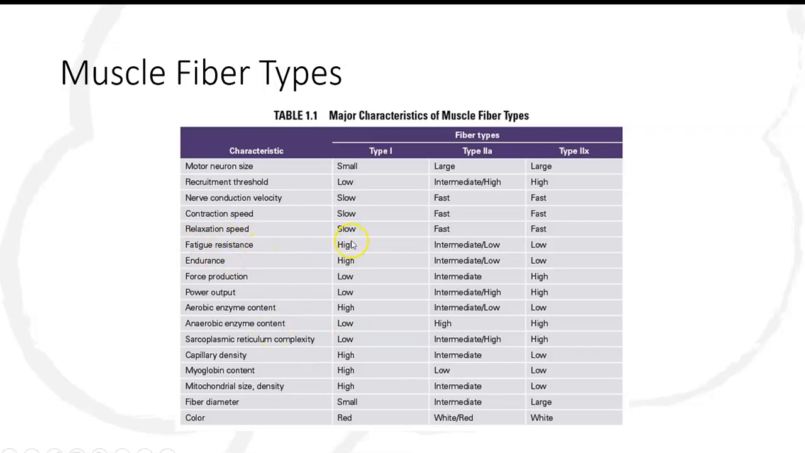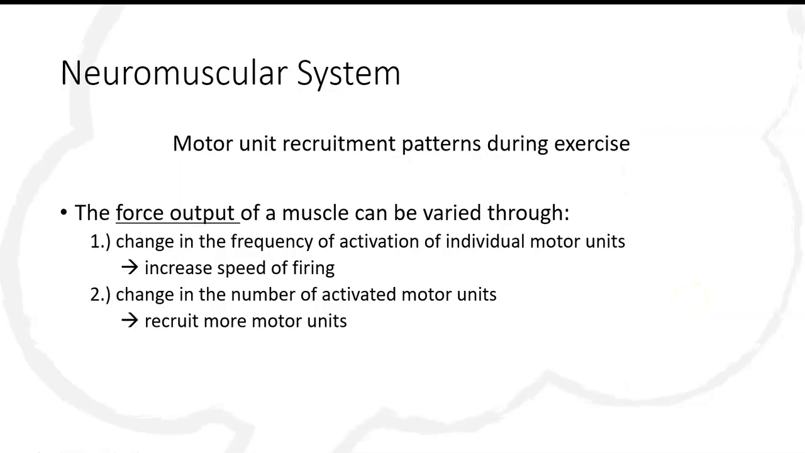The fatigue resistance is high here. However, it's low with type B. Power output is low with type 1, but it's high with type 2Bs. The aerobic enzyme content is very high with type 1s and low with type Bs. This chart right here is going to give you all of the information you really need on the physiological differences of type 1, type 2A, and type 2B muscle fibers.